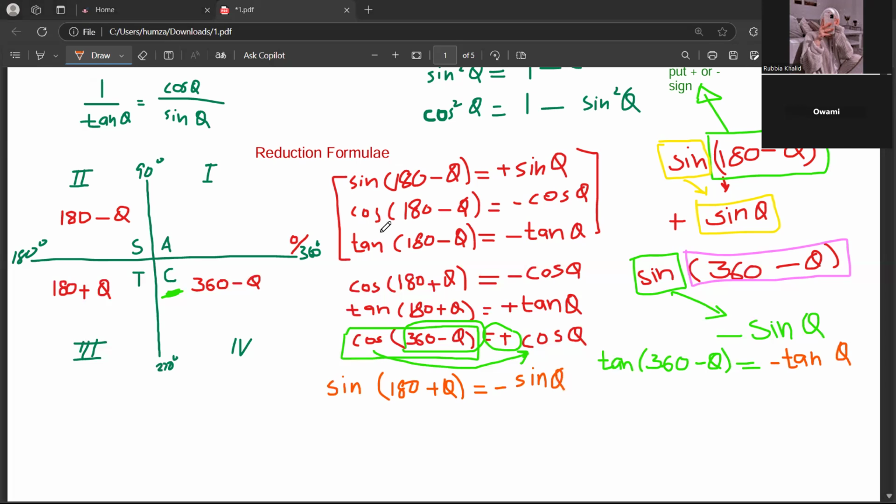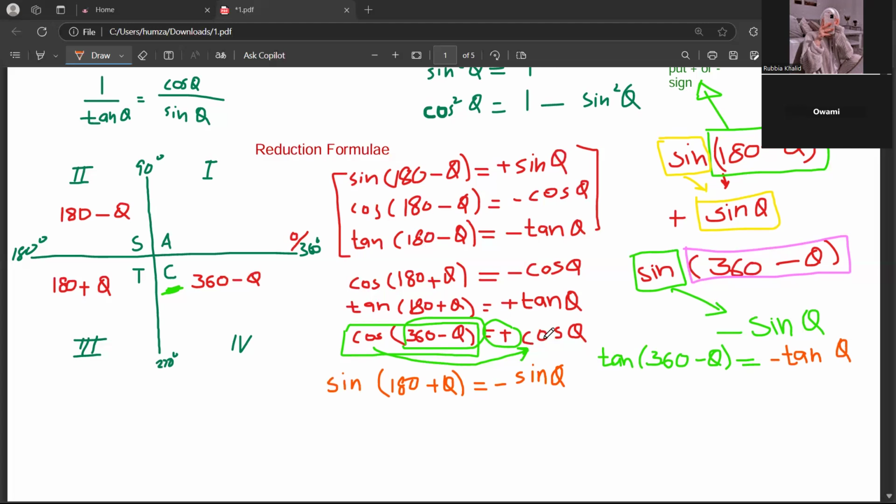Okay. Now we move on to the co-function and reduction formula related to those co-functions. Now this sine will change into cos, but I will tell you why. We understood everything so far.